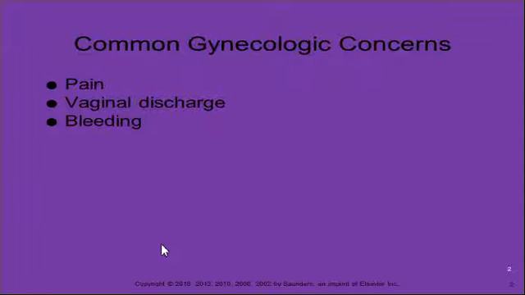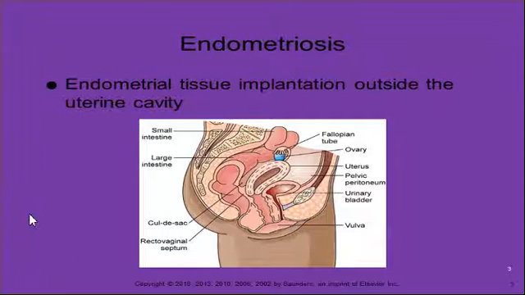So some concerns that we see with more common problems are pain, vaginal discharge, and of course bleeding abnormally outside of the period. Endometriosis is endometrial tissue, again, that implants outside of the uterus, outside of the uterine cavity, most commonly in the ovaries and the cul-de-sac, but it actually can be found in any of these places listed on this picture here.